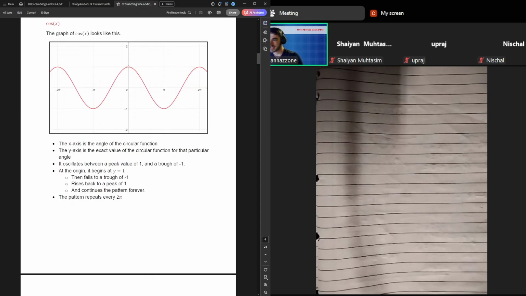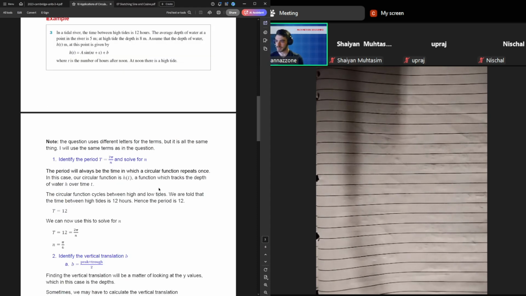On an axis, that would mean this would be t equals 0, and this spot over here would be t equals 12. Any questions? Please put them in the chat. I'm more than happy to jump back.